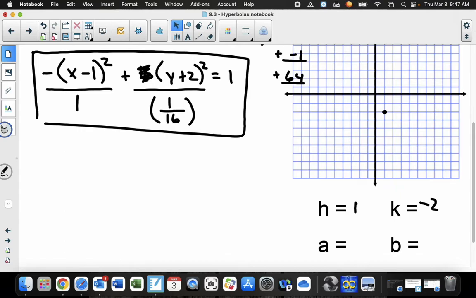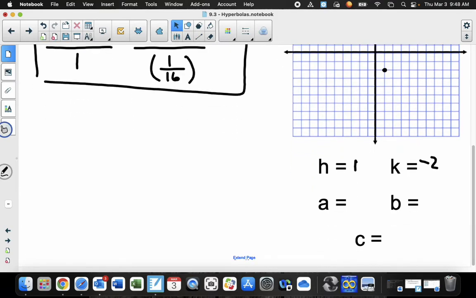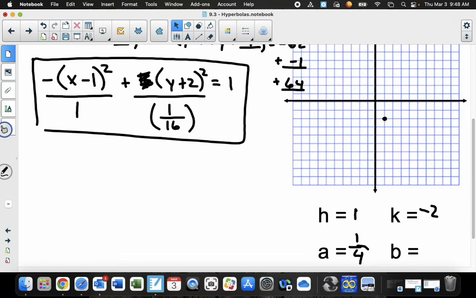So it is going to open up and down, which means if a squared is 1/16, what's a? 1/4. We take the square root of both. Take the square root of that. That means a is 1/4. And so in this case, because we're opening up and down, we go up and down 1/4, basically, from there. So we'd be going to be pretty tight on this one.